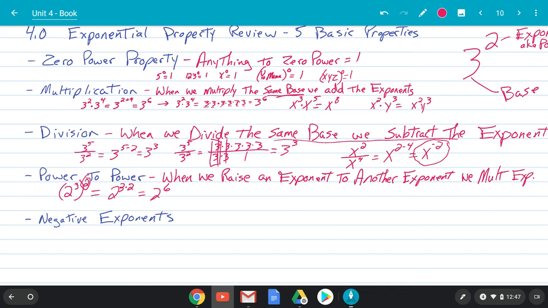This exponent on the outside means I have to take what's on the inside and multiply it times itself. So 2 cubed squared means I have 2 cubed times 2 cubed. And 2 cubed really means 2 times 2 times 2, right? Times 2 times 2 times 2. And how many 2's do I have here? 1, 2, 3, 4, 5, 6. So 2 to the 6th. You can see how when we raise a power to a power, we have to multiply those exponents.